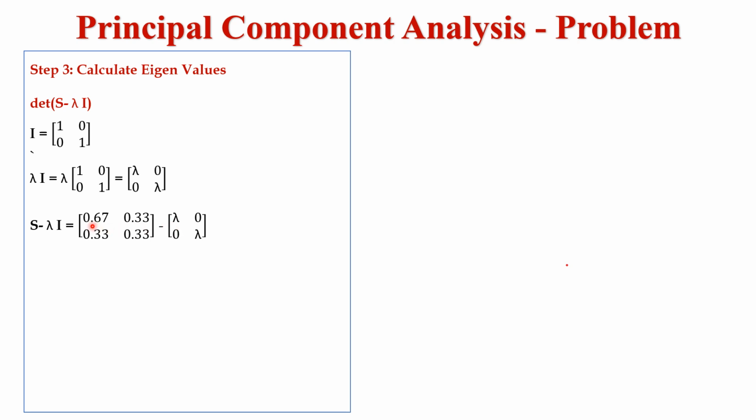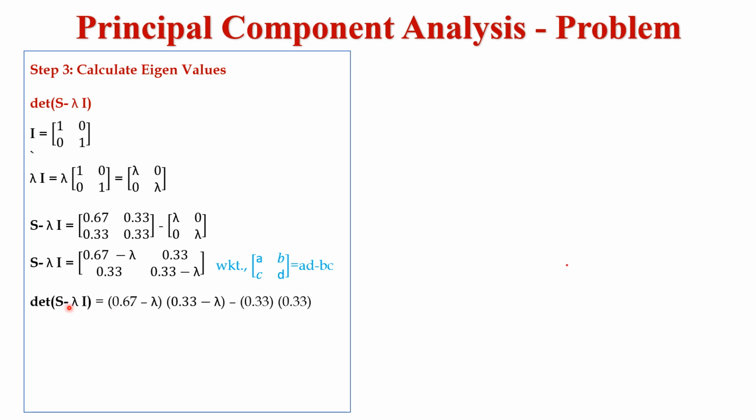If we subtract this, we get 0.67 minus lambda, then 0.33 minus 0, which can be written as 0.33. 0.33 minus 0 is 0.33, and 0.33 minus lambda stays as 0.33 minus lambda. We know that the determinant of the matrix A, B, C, D can be written as AD minus BC. So we can convert S minus lambda I into this form. The determinant of S minus lambda I is equal to 0.67 minus lambda into 0.33 minus lambda, then minus 0.33 into 0.33. That is what we have written here.